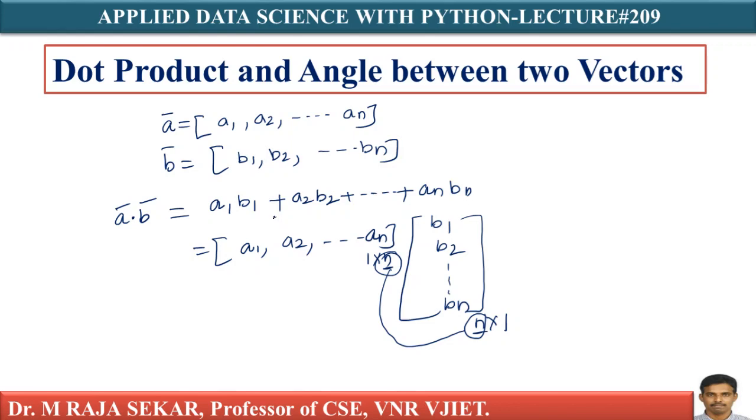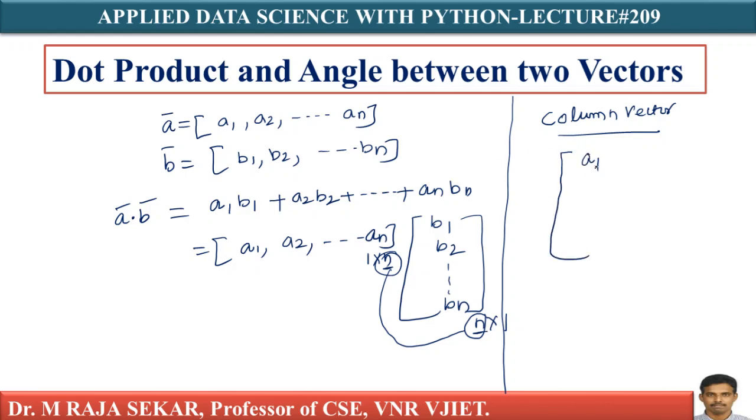Whenever somebody says a vector, you must understand this. I will repeat: whenever somebody says a vector, they typically refer to a column vector. By default, if someone says vector, you must understand it as a column vector. So whenever somebody says A is a vector of size n, they typically mean that A is a column vector. I can say A1, A2, so on. By default it is.